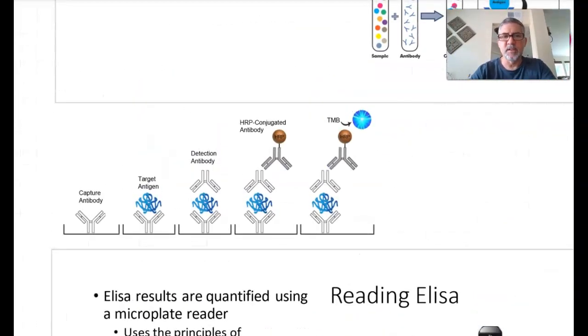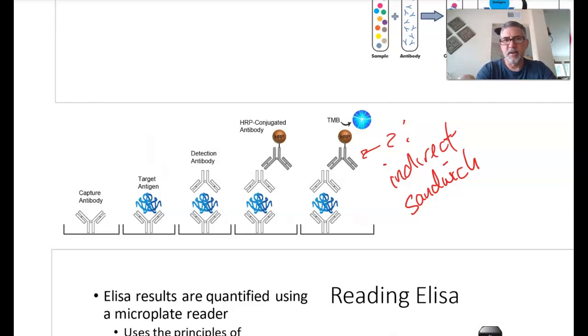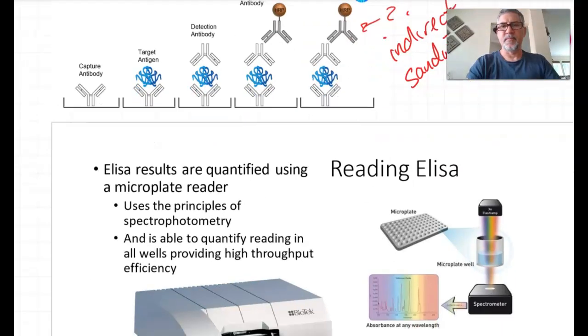Okay. So let me come back down. All right. So again, this is sandwich right here. So if you look at this one, right? In this example here, I've got my capture antibody, I got my antigen, my detection antibody, and then I've got another one. So this one is my secondary. So that's my indirect sandwich. Okay, and again, I have my enzyme here, my HRP enzyme, that when I give it TMB, it changes to the color blue. And we use that one quite often.